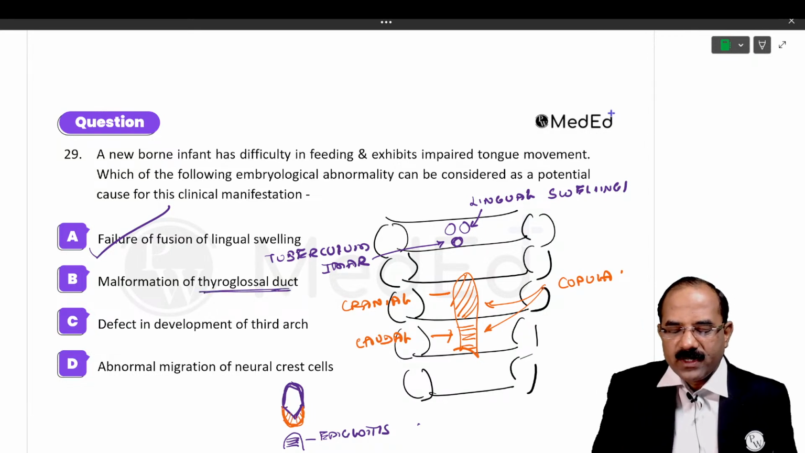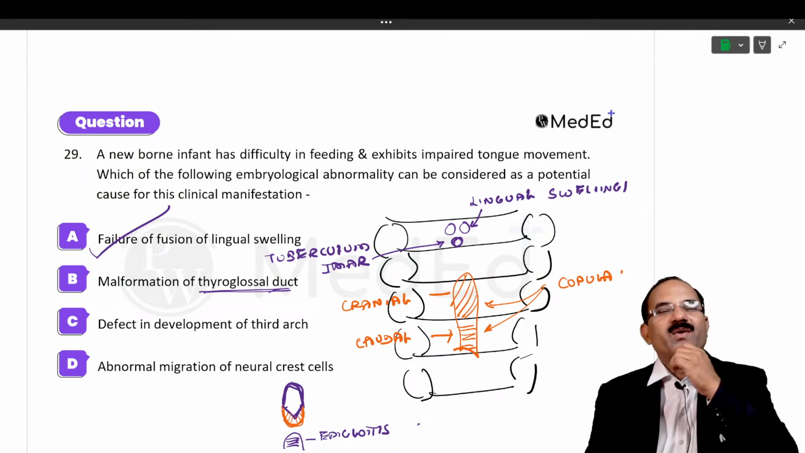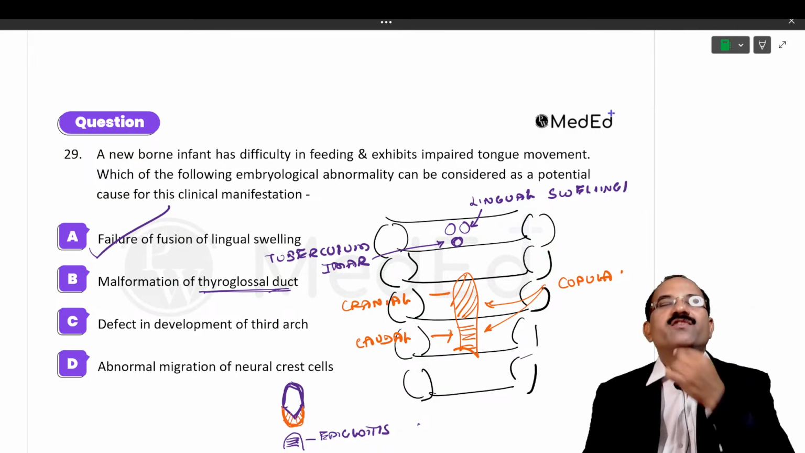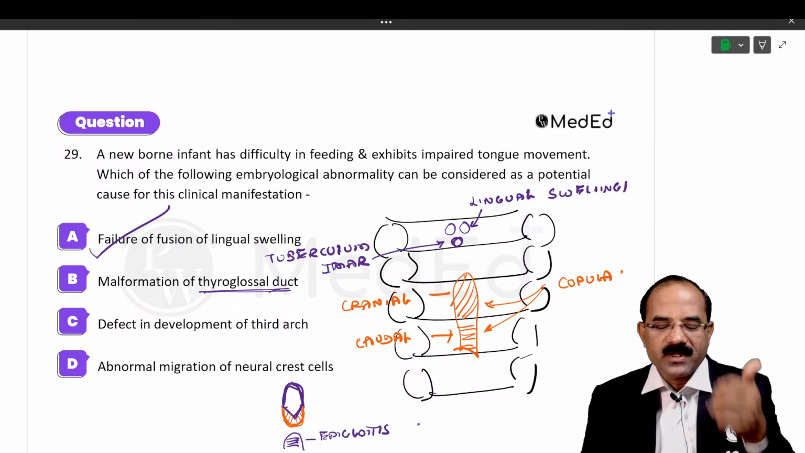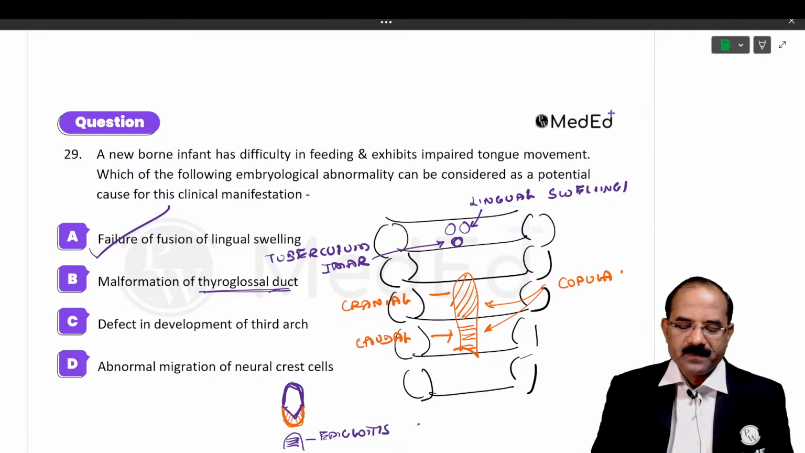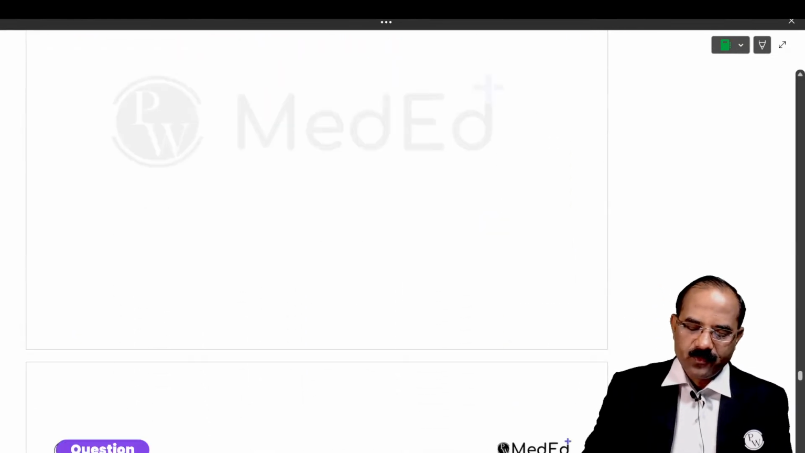Malformation of thyroglossal duct. थायरोग्लॉसल डक्ट से क्या बनेगा? थायराइड ग्लैंड बनता है ना बच्चों. थायरोग्लॉसल डक्ट से थायराइड ग्लैंड बनता है. If this thyroglossal duct does not obliterate, क्या बनेगा? थायरोग्लॉसल सिस्ट या फिर फिस्चुला बनेगा. ठीक है, that's it. Fine.